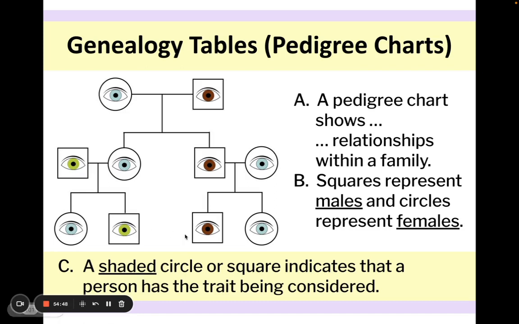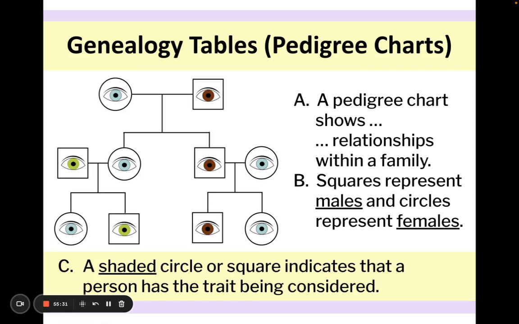One's female, one's male. When we are tracking a specific trait, we're going to shade in that circle or square, and that indicates that that person actually has that trait, okay? So if we're tracking hemophilia and this male is shaded in, that means he had hemophilia, okay? It's a really great way for us to see through the generations how prevalent a certain trait is, especially if we're talking about a recessive X-linked disorder or even an autosomal recessive disorder. It's really cool to be able to see that throughout a family tree.